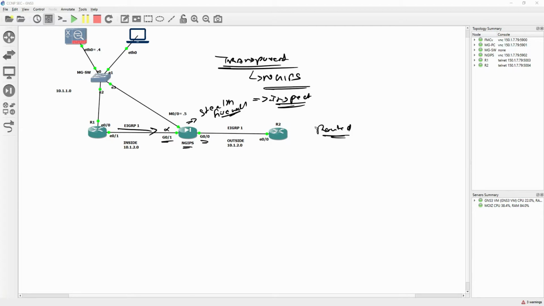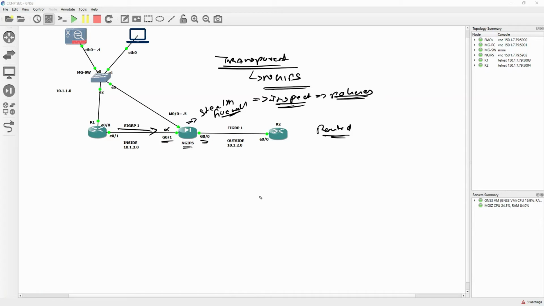Now, in order to inspect the traffic, you have to create policies. Yes, you can create the policies which we have already seen in the FTD videos. It's very similar to those. Nothing changes in the policies, and the implementation is much the same.